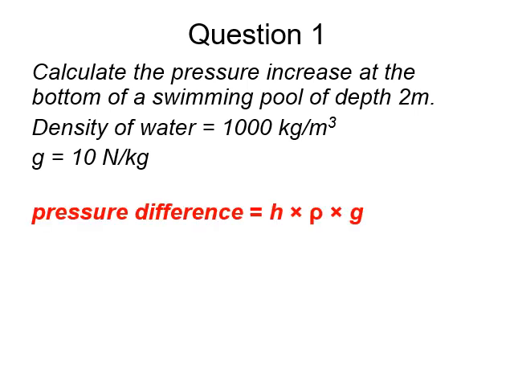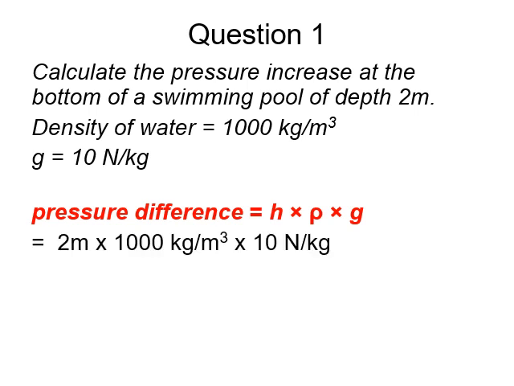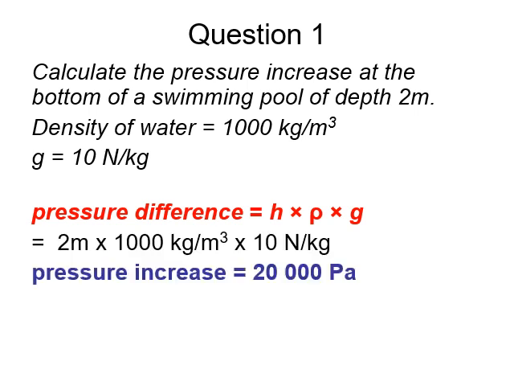Right, so pressure difference equals h times rho times g. You plug in the numbers and you get the answer of 20,000 pascals. Quite a lot of pressure. Okay.